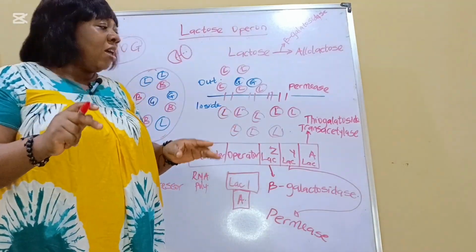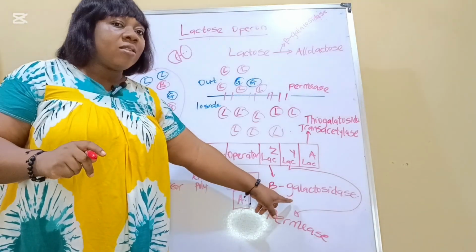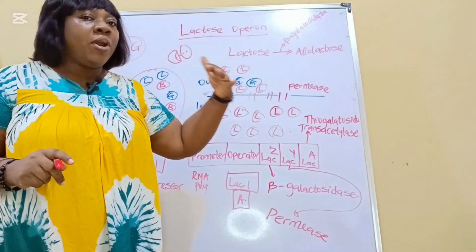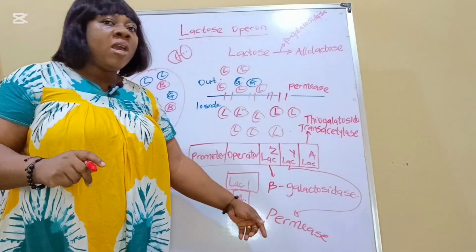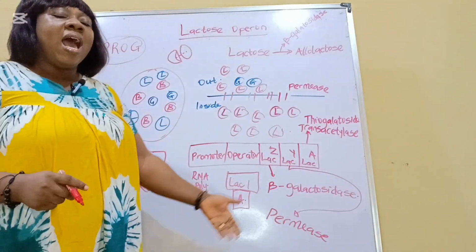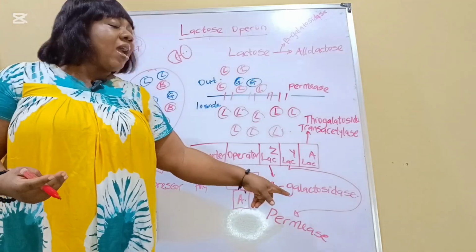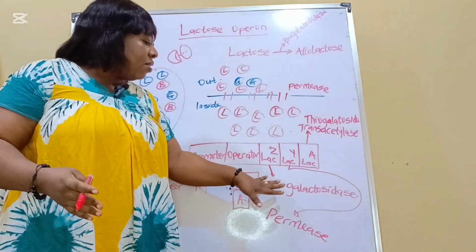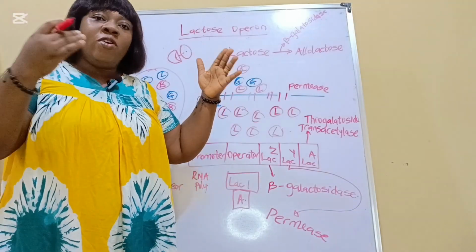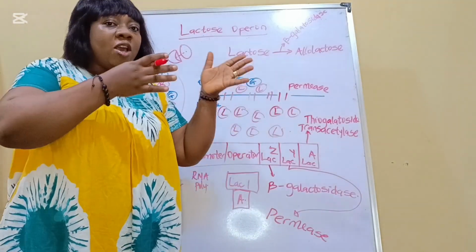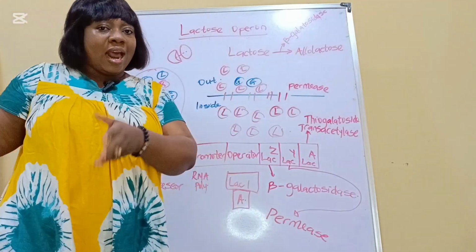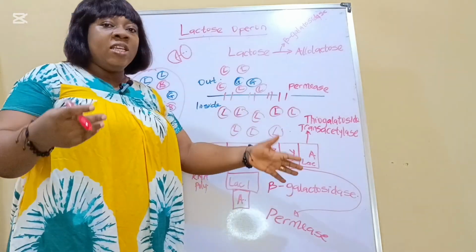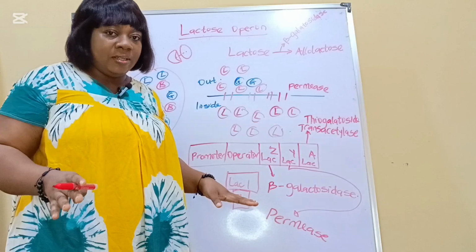Now, can you see that when beta galactosidase is expressed, it will help us to break lactose. Then permease increases the uptake of lactose. As the uptake is increased, beta galactosidase is helping us to break it down. Then the bacteria can now make use of the product from the breakdown, which is glucose and galactose, for their metabolism.